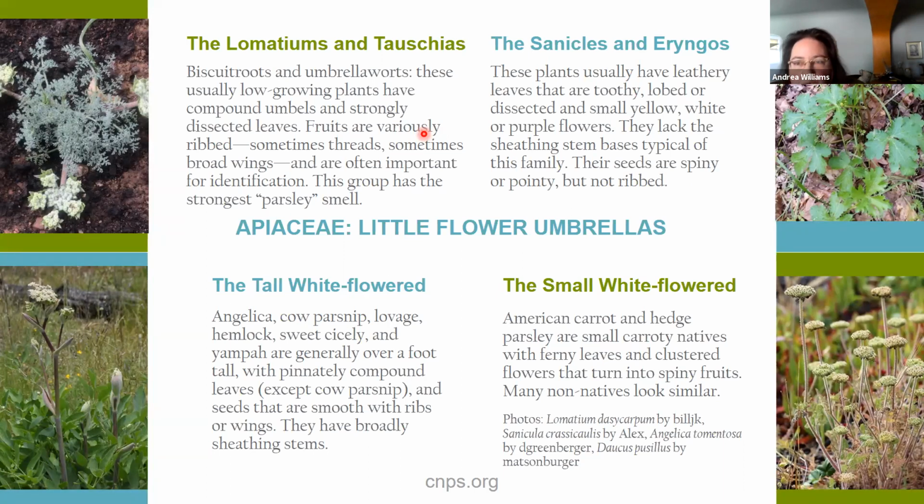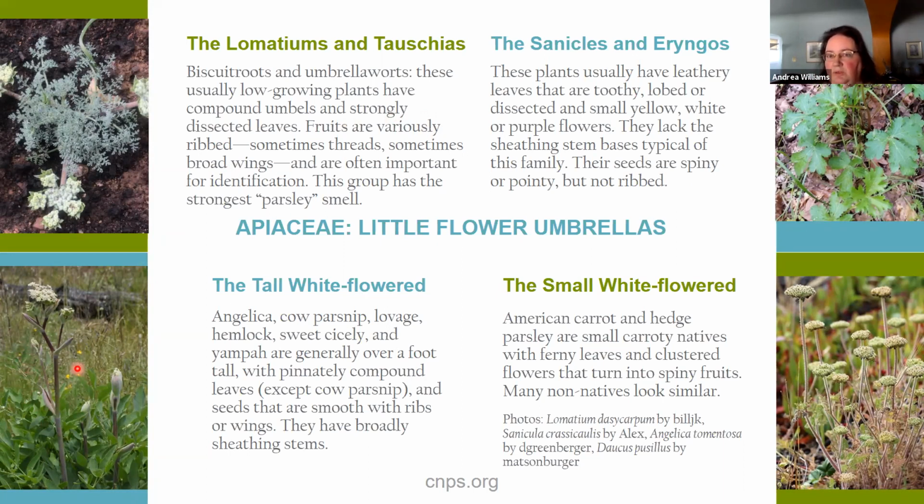And very often they're important for identification. These usually have the strongest parsley smell. The sanicles and eringos, they usually have leathery leaves. They're toothed, lobed, or dissected. The flowers don't tend to be super showy on these, and they lack this sheathing stem base, which you can see here really clearly. That's also typical of this family.